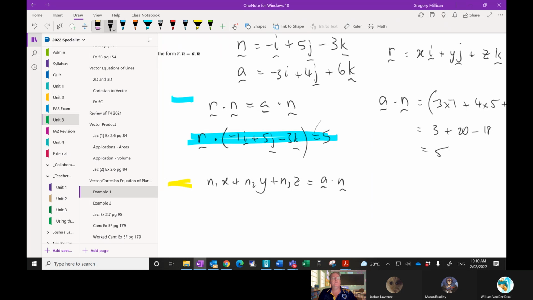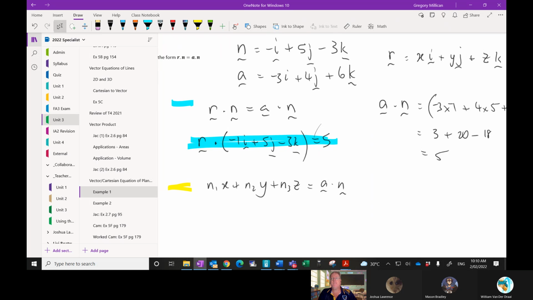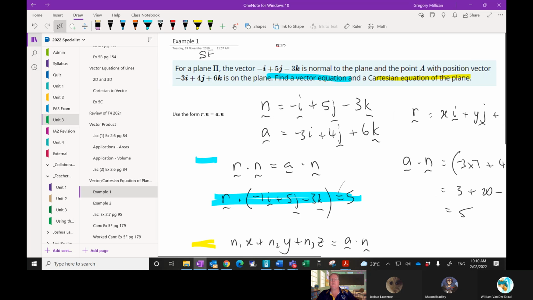So what would that look like? n1 is what? -1. So it's going to be negative x plus 5y minus 3z equals, and we've already done A dot n earlier, 5. And so that, gentlemen, is my Cartesian equation for the plane defined by those two pieces of information up there.